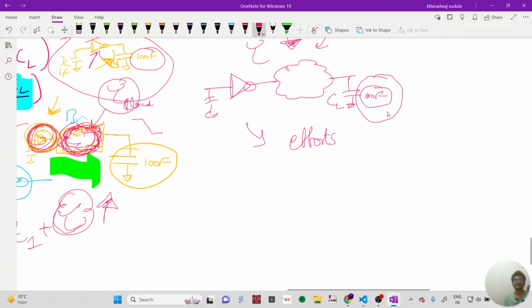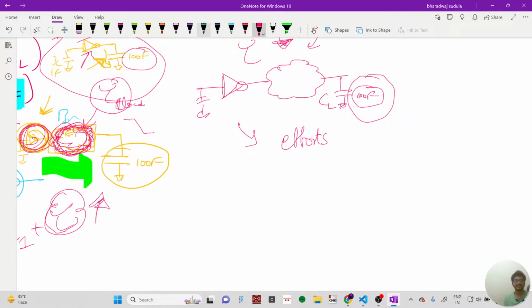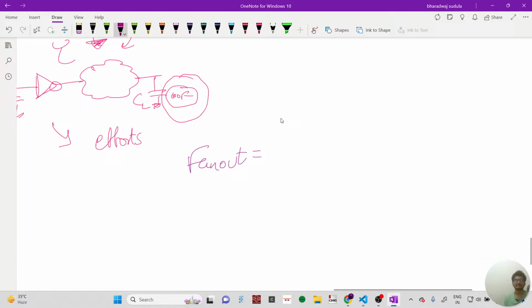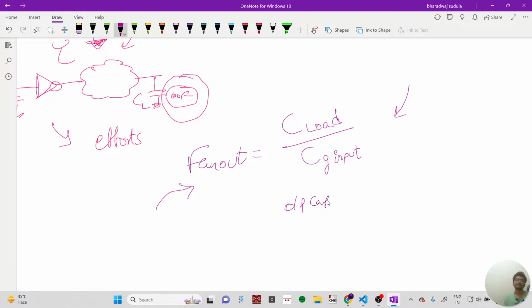So that's the thing. And here I would like to introduce the fan out definition, that fan out is nothing but the output load capacitance that a logic gate is driving to the input gate capacitance of that logic gate. It just tells what is the ratio of output cap to the input cap, that is fan out.